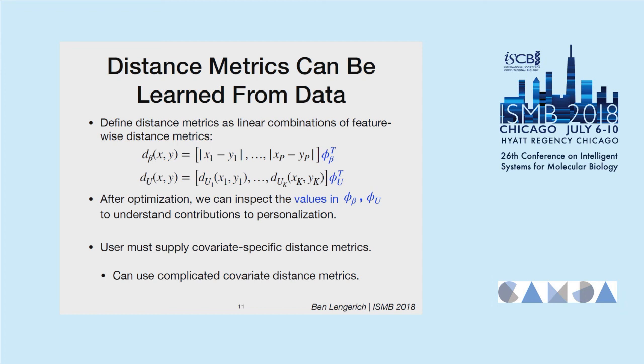And of course, the user has to supply these individual distance metrics, but that's actually quite nice. So you can imagine arbitrarily complex distance metrics. For instance, if you have a covariate that's an image, maybe you have some deep learning-based distance metric.